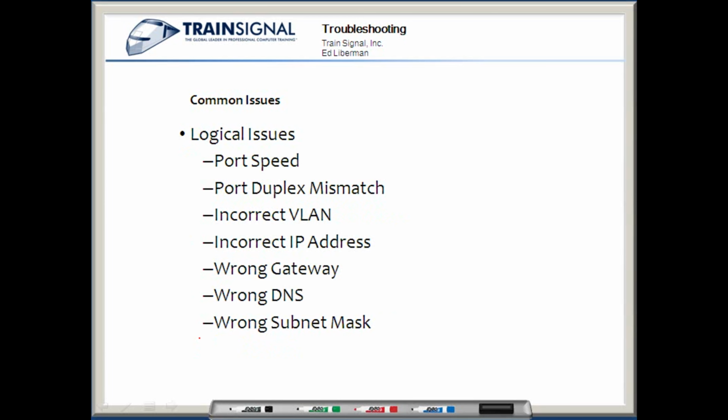Next, we have our logical issues. Now, there's a number of logical issues which pretty much just have to do with the way networking devices have been set up. Right? If they've been set up wrong, then we might have an issue. And right from the top here, we have port speed. And what this means is, on a computer, for instance, you have your network interface cards, and those network cards can be configured to function at a certain port speed.